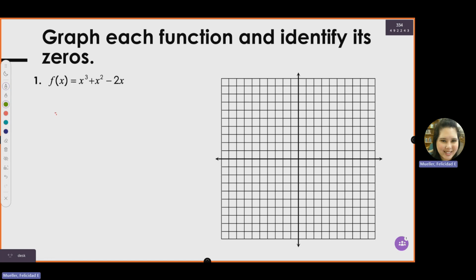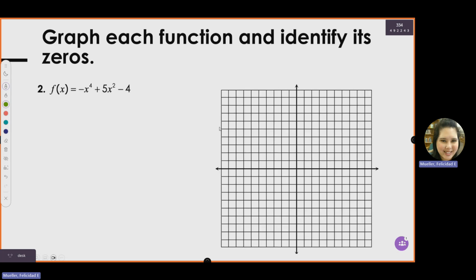So for this part, I would write it as... I'm not as good anymore with that. But that's how you would do number 1, and you would graph it. It just says identify the number of zeros. So go ahead and try number 2 and see if you can identify the zeros.